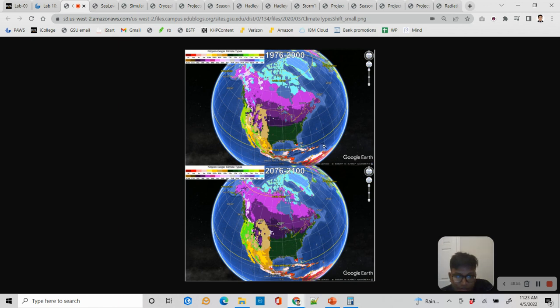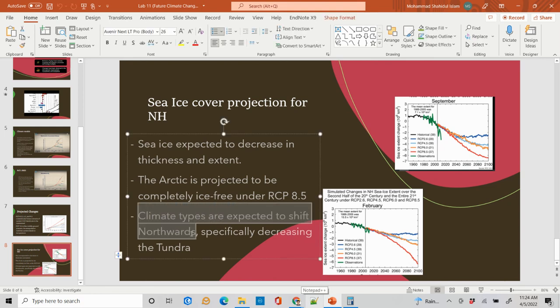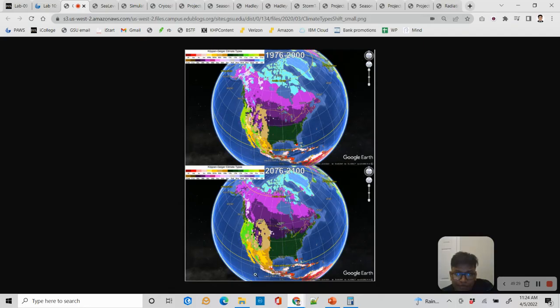Let me take you from one point. If you just look at this pinkish region, you see it was there, and after 100 years, it's close to the Arctic, right? So it went up, and up means it has moved northward. That's what I told you in my presentation, that climate types are expected to shift northwards, and also spatially decreasing the tundra. As you can see, everything is moving northward, which is impacting these regions.